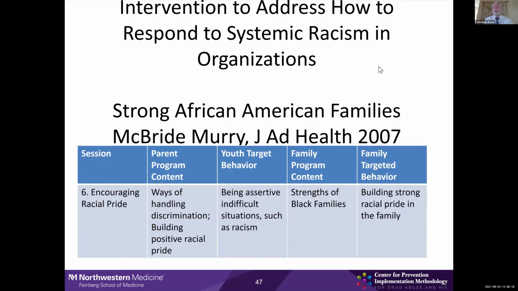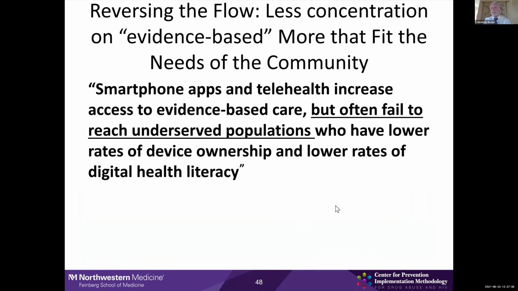I want to give an example of some of the best work that's being done, but it's still in this kind of frame of let's address the issues of systemic racism in organizations. This is work from my colleague, Velma Murray, who developed Strong African American Families, and she has a component in here that she calls encouraging racial pride, looking at ways of handling discrimination, building positive racial pride, being assertive in situations where the kids are feeling that they experience racism, for example. So we still have a lot more to do if we're ever going to make any kind of shifts in here besides this. So let me mention one other point about reversing the flow.